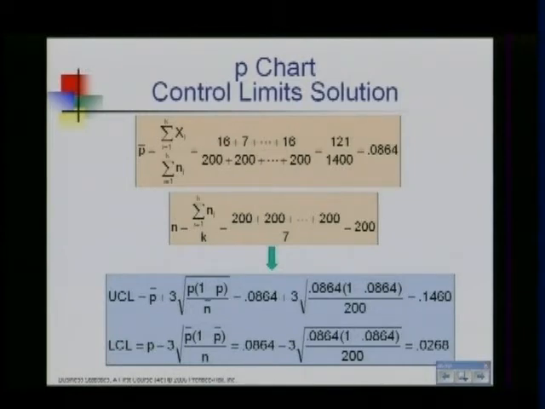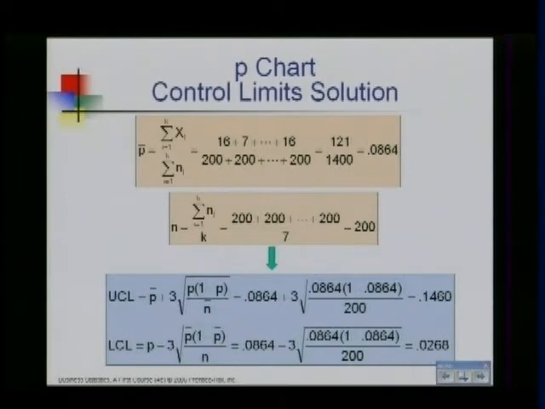To find N bar, I just take the number of observations on each day, which is 200, add them together, and divide by 7, which is the number of days on which I took observations. So I would get 200 for N bar. That's pretty obvious in this case because they're all the same. But if they're not, you still use the same process, and you come up with the average N.